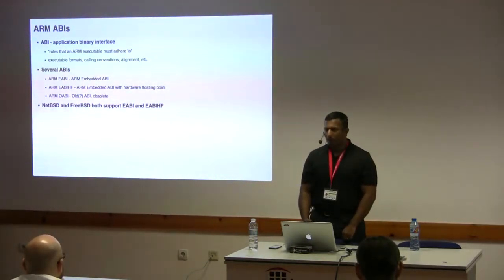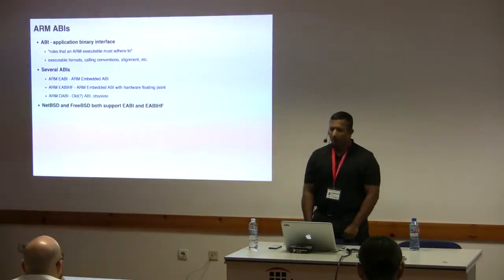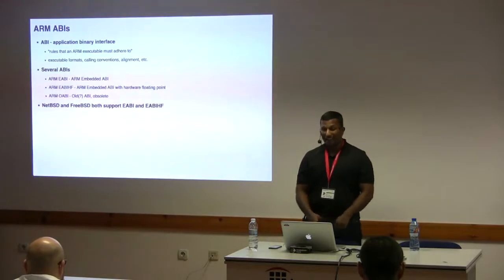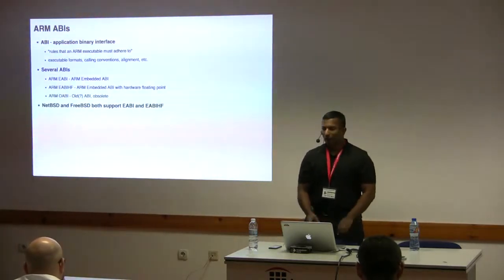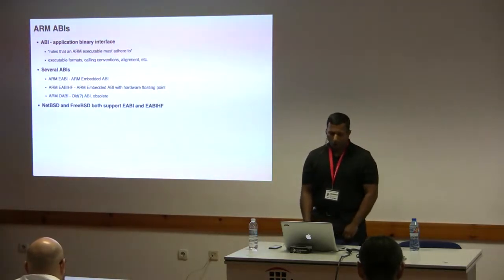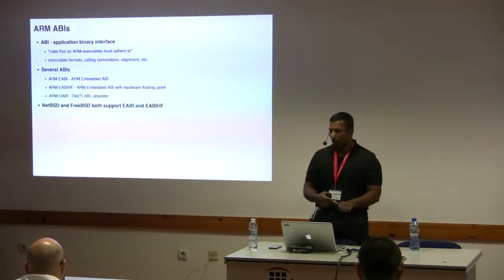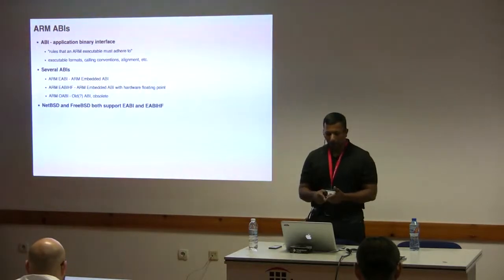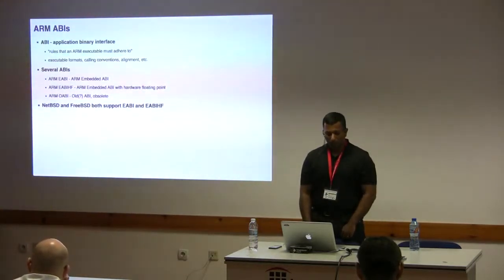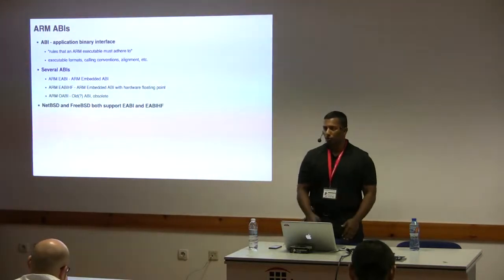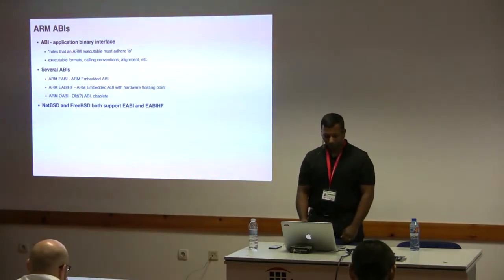So ARM has several ABIs. There's the ARM embedded ABI and the ARM embedded ABI with hardware floating point, ARM EABI and EABI HF. And these are the two current ABIs. There's an older ABI, ARM OABI. I don't actually know what the O stands for. It might be original or old or obsolete, I don't know. But it's not really used as much now. So NetBSD and FreeBSD both support EABI and EABI HF. And depending on which ABI you want to use, you'll build your toolchain for that ABI.